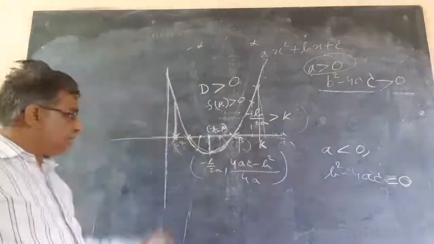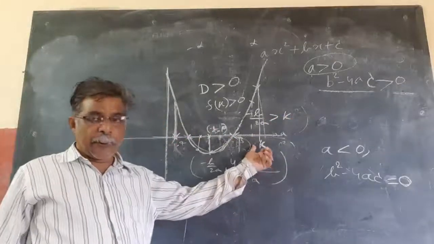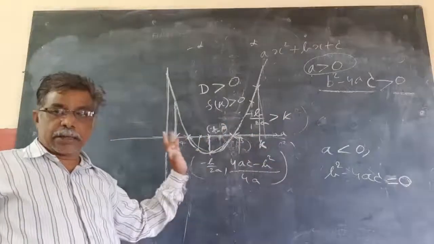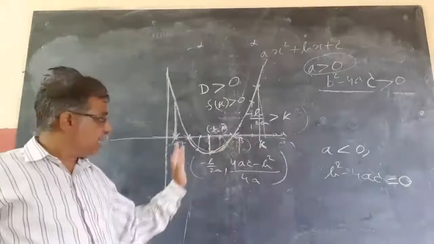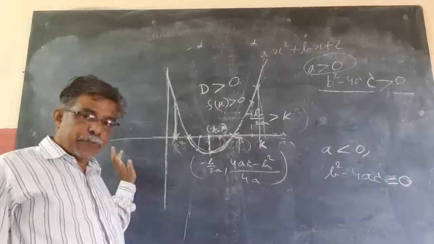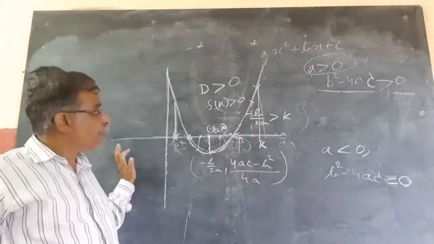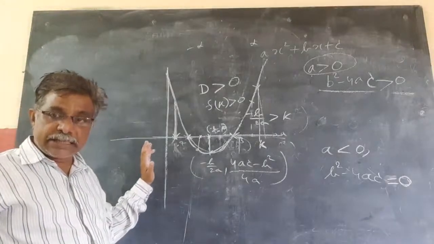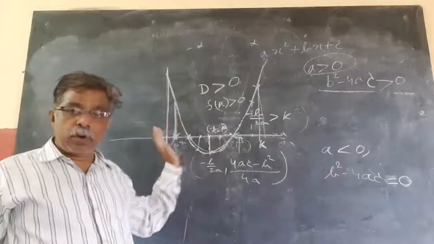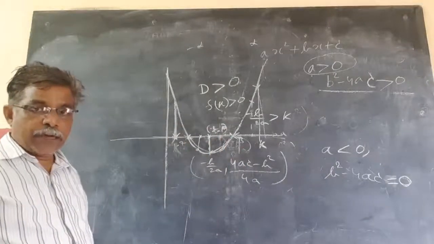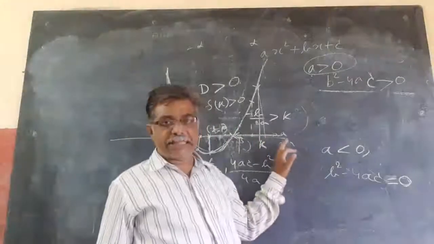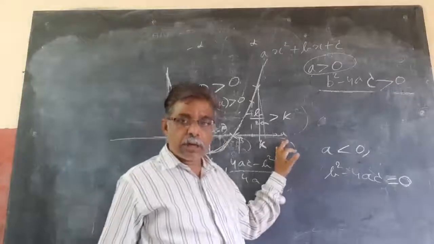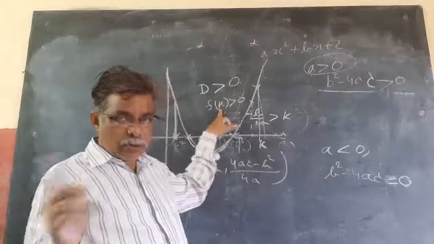So we can say whether both the roots are exceeding k by using minus b by 2a. If k is on the left hand side of minus b by 2a and f of k is more than 0, then we can say that both the roots are exceeding k. If k is exceeding both the roots, meaning k is on the right side of the roots, then f of k is greater than 0, no doubt.